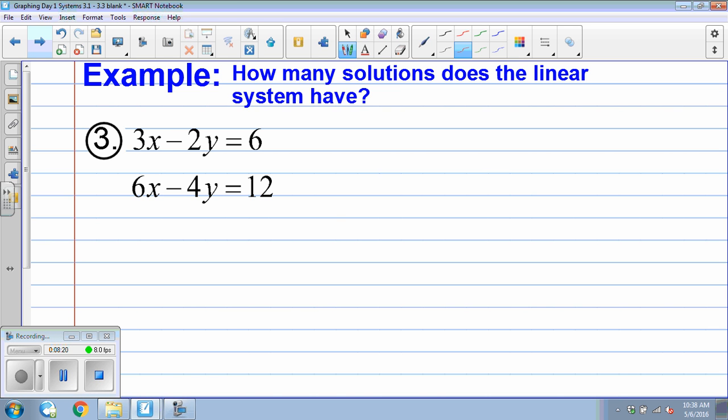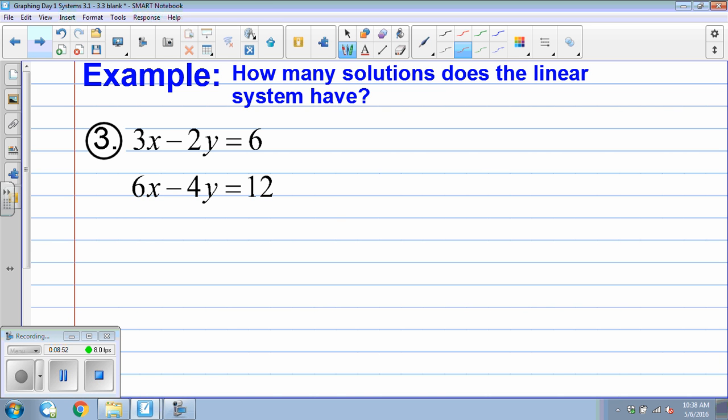Now, there's other ways to look at these and just figure it out. If they're the same line, you can make them be the same equation. Right? Okay, if the equations are the same, then they're the same line. Are these the same line? Yes. Yeah, if I took the second equation and divided everything by 2, it would match the first one, right? No?